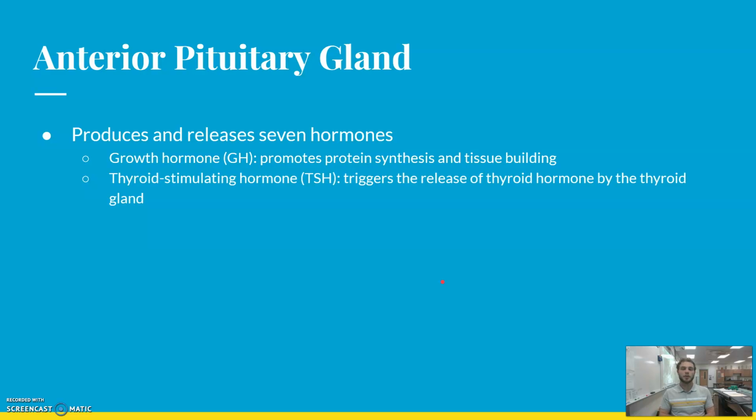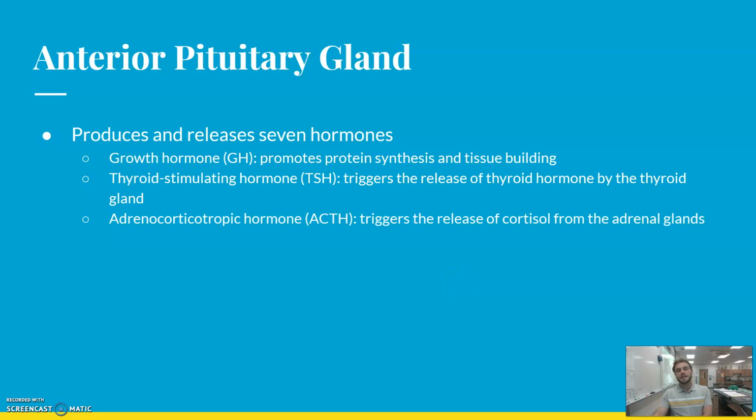TSH, thyroid stimulating hormone. Obviously, this is going to stimulate your thyroid gland to release thyroid hormone. And we'll talk about thyroid hormone when we talk about other glands of the endocrine system. ACTH, or adrenocorticotropic hormone, is going to trigger the release of cortisol from your adrenal glands. Those adrenal glands are going to sit just superior to your kidneys, and actually they will sit on your kidneys. And again, we'll cover those when we get to other glands of the endocrine system.